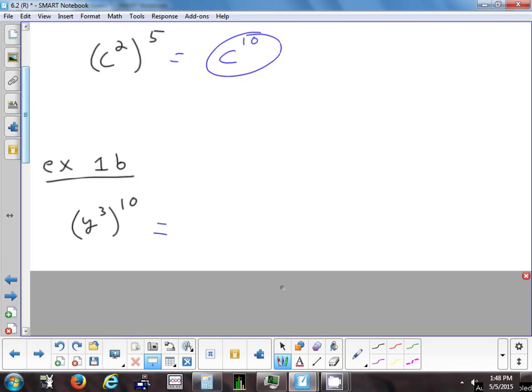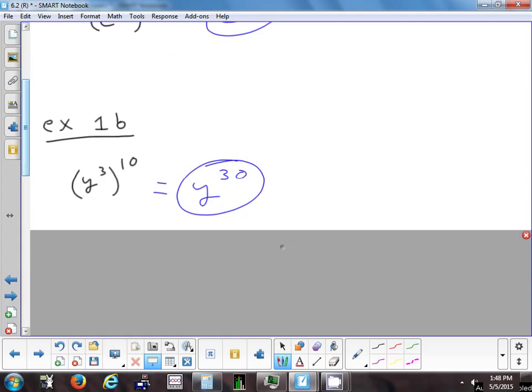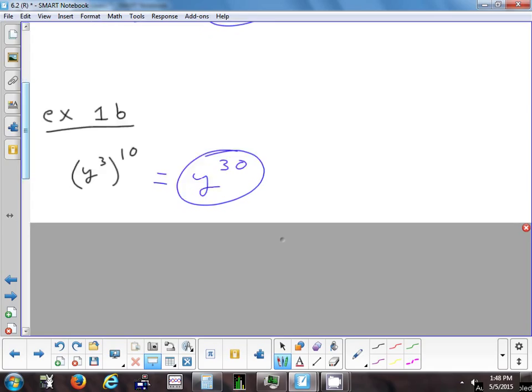Okay, how about example 1B? This is going to go on the sheet Mr. Roy is passing out right now. Y to the what? 30. Y to the 30th. Okay, any questions on how he got 30? Just doing 3 times 10.